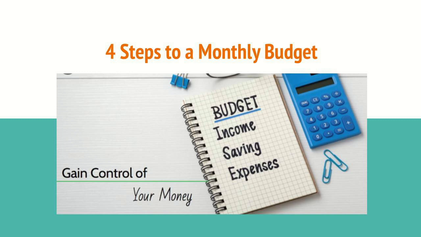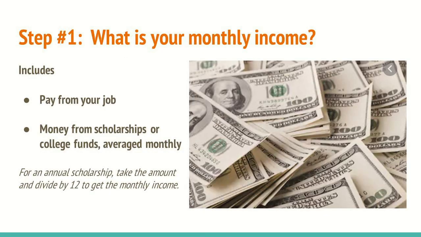There are 4 steps to creating a monthly budget. The first step is figuring out what your monthly income is. You want to definitely include money that you bring in from a job, but you also want to include things like scholarships or a college fund. And if these are things that you get annually, you want to divide them by 12 so that you can figure them out as part of your monthly income.